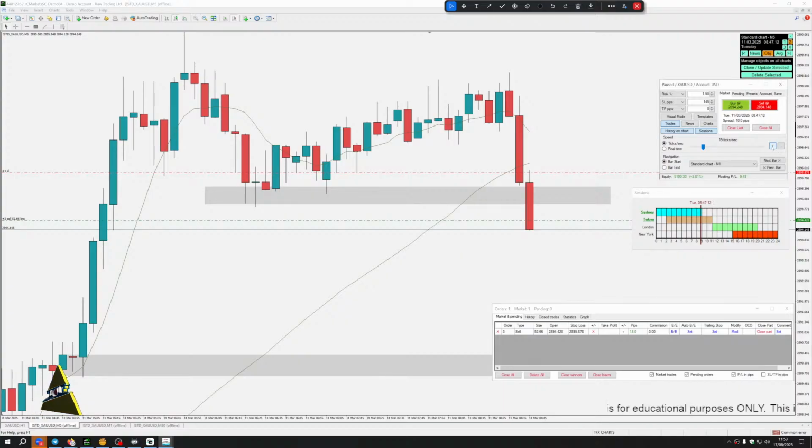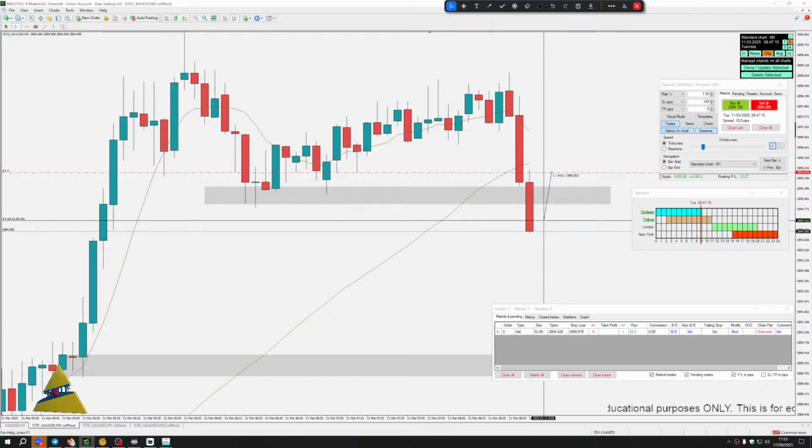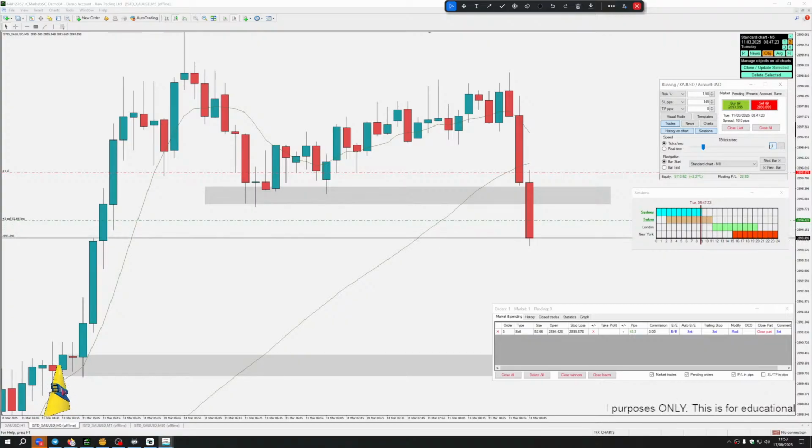See what's going on here. We're up 18 pips, and we're risking just about 14. We're up about, I think that's 2 pips actually. Yeah, that's 2 pips.